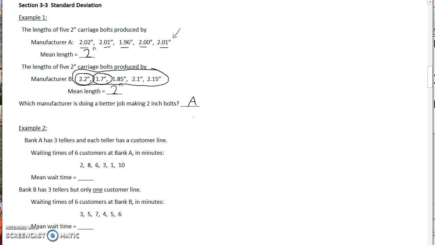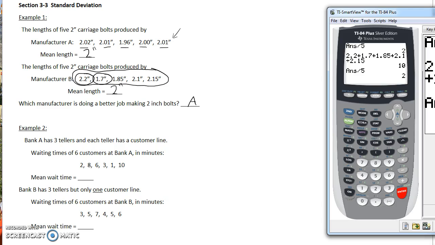All right, the next one down here. Bank A has 3 tellers, and each teller has a customer line. The waiting times for 6 customers at Bank A are given here, and Bank B is given here. So we want to find the average of these as well.